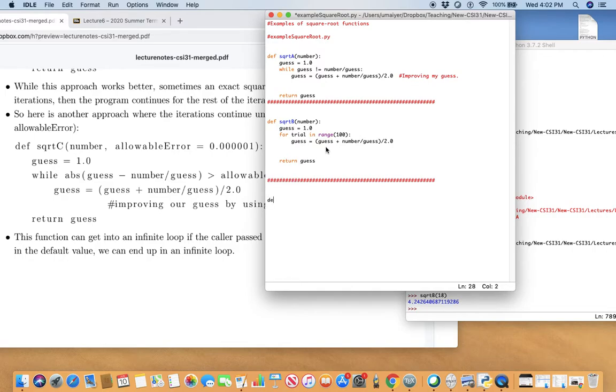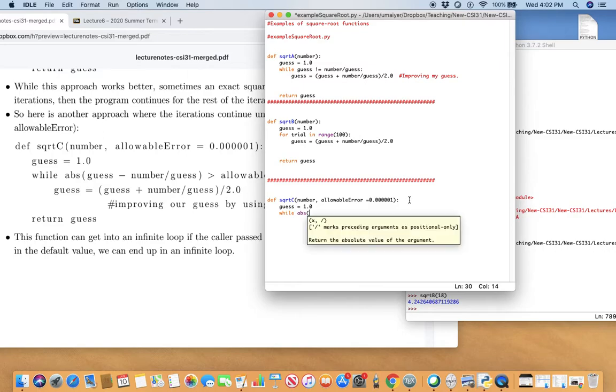start again. This is my definition of square root c of a number, with an allowable error. So the default allowable error is 0.00001. How many zeros are these? 1, 2, 3, 4, 5, and then 1. So this is the default allowable error. If the user gives some other allowable error, that's okay too.